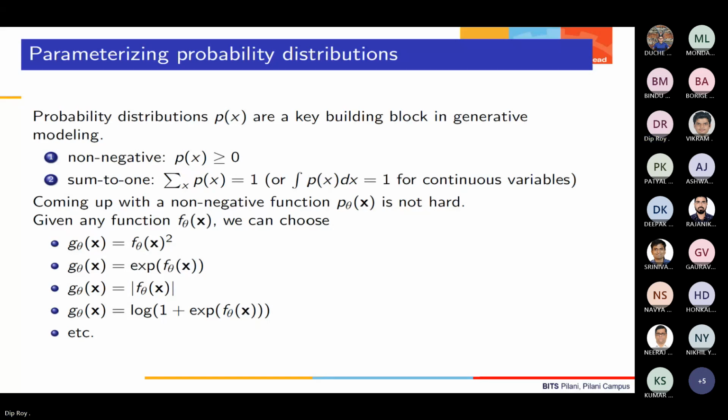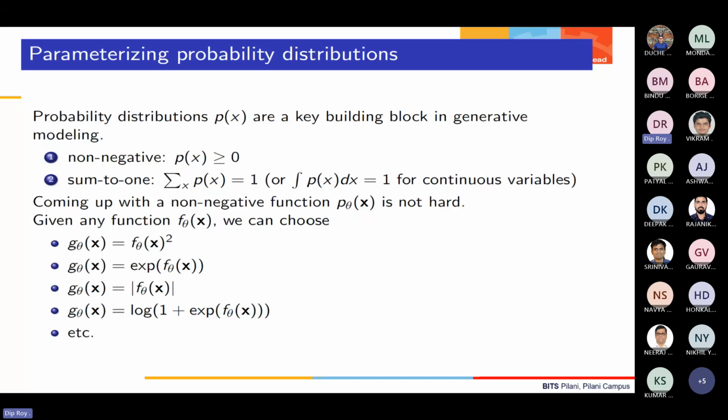Okay. And probability distributions, as we have seen now, this is the 11th class, I guess. Throughout all the 11 classes, we have mostly talked about probability. Okay. And as you can see, for generative models, probability distributions are the key building blocks.